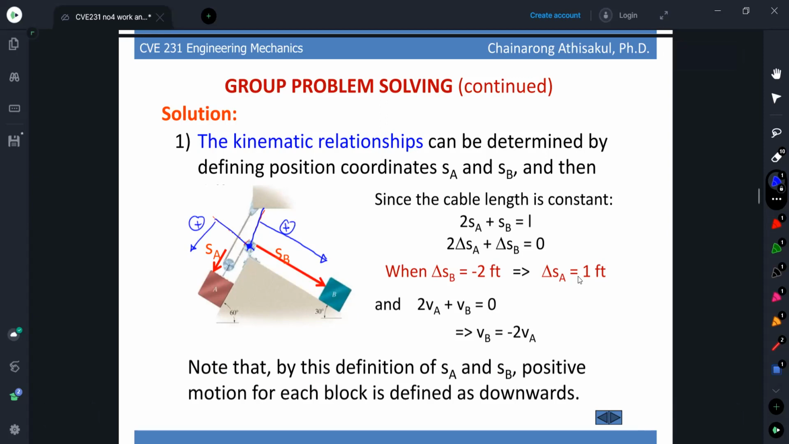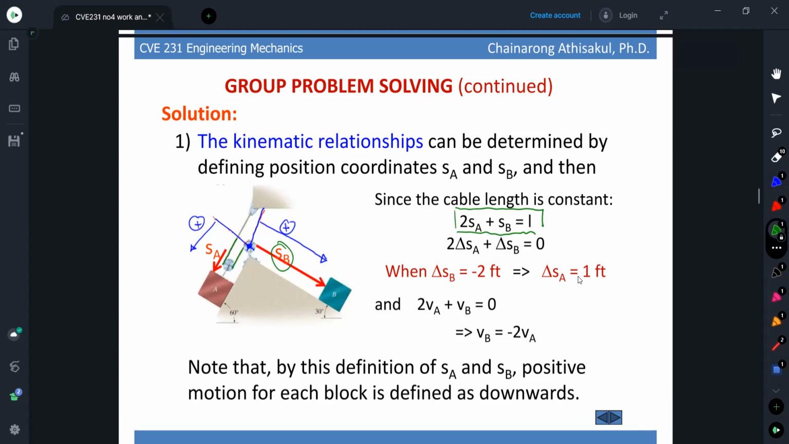After that, we write the constraint equation, that the cable length is constant for this case. It is composed of 2SA, the green line, and SB, the red line. So for this constraint, we can rewrite the constraint equation as 2SA plus SB equals the constant length.